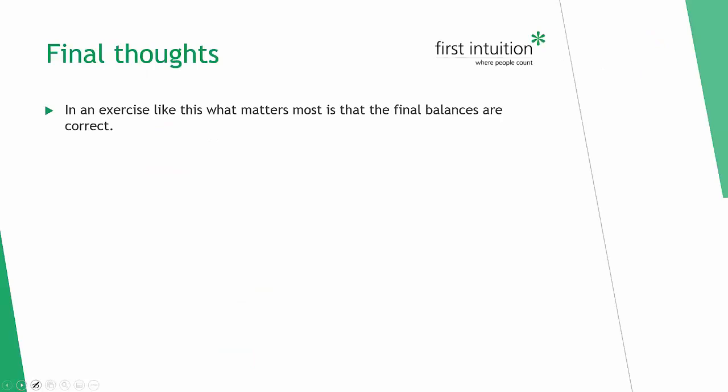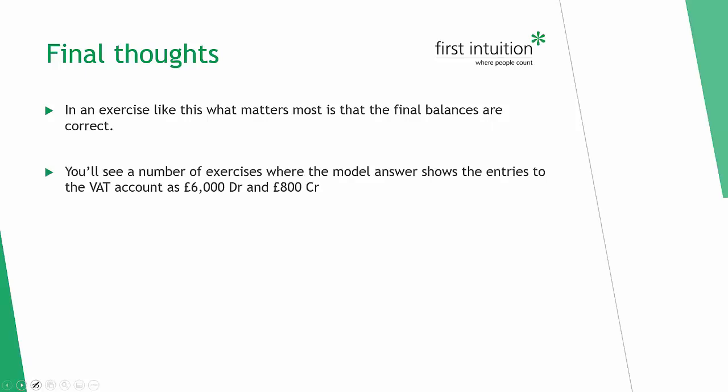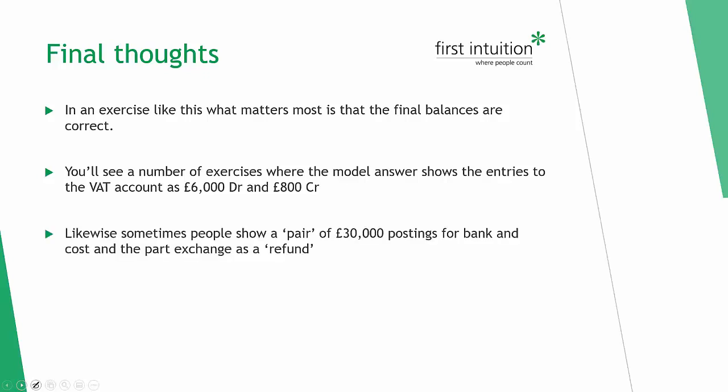Okay, final thoughts. It's the balances at the end that really matter, because ultimately, however we get to the correct answer that we've made a gain and it's a credit, that's what matters. Next thought is, as I've said, you'll see the VAT, I've seen it done many times, as two separate entries, which net off to 5,200. The bank, I've seen different ways.